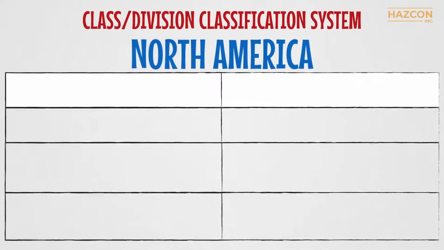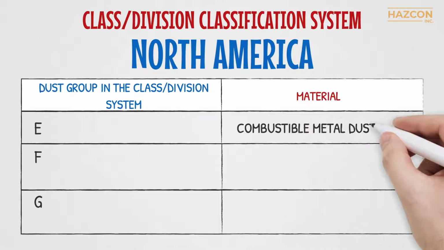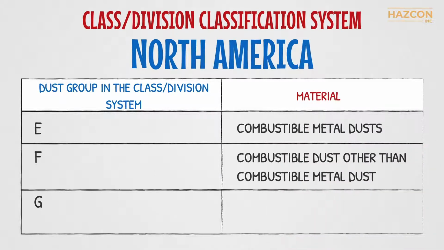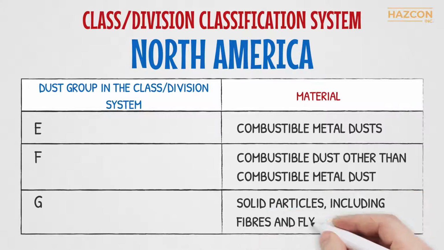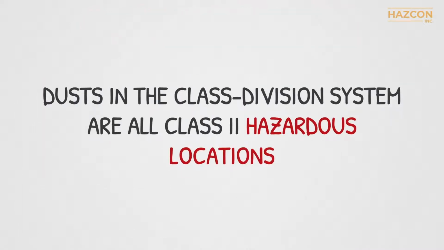respectively. In the class or division classification system, used only in North America, there are similarly three dust groups. Group E is defined as combustible metal dusts, Group F is combustible dust other than combustible metal dust, and Group G is solid particles, including fibers and flyings. All three groups are combustible. Dusts in the class division system are all Class 2 hazardous locations.